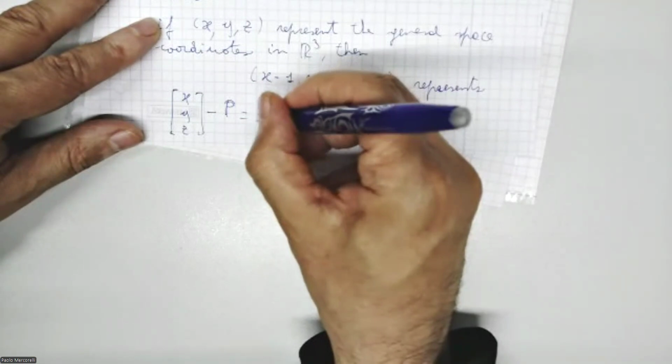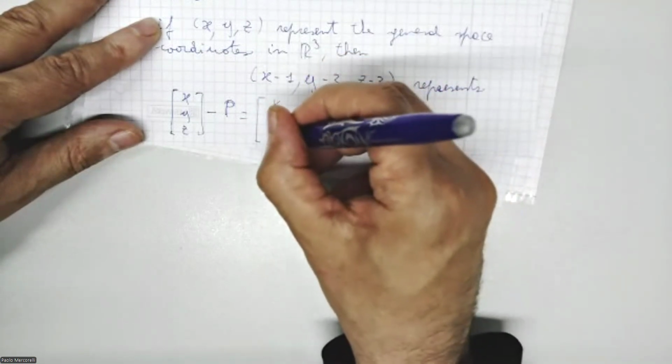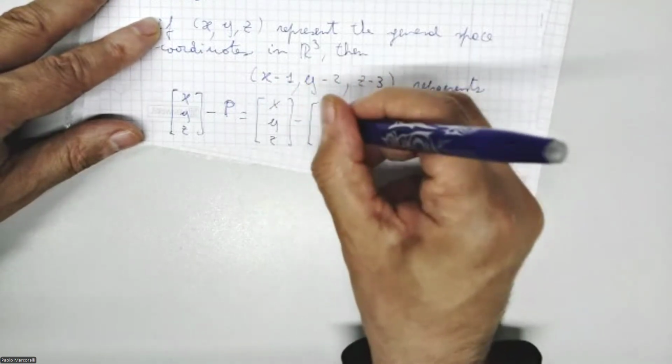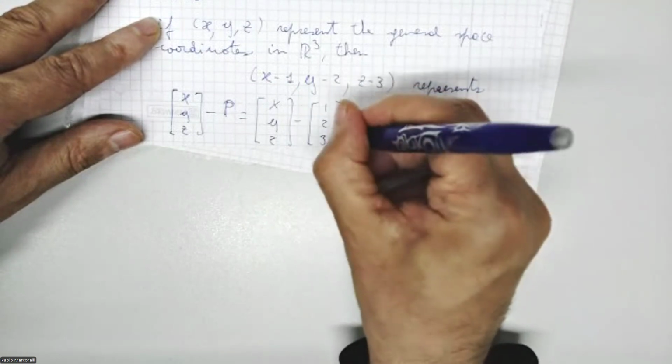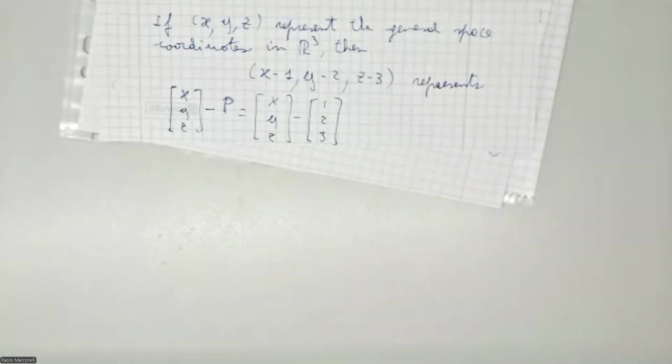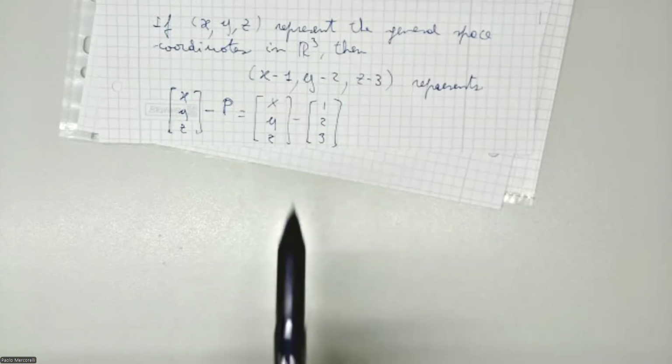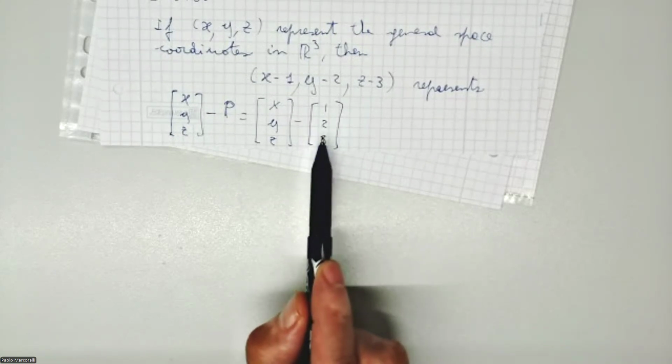If you want x, y, z minus 1, 2, 3. This means somehow I translate it in my original point, my system. At the beginning I have here 0, 0, 0, and now I have 1, 2, 3.